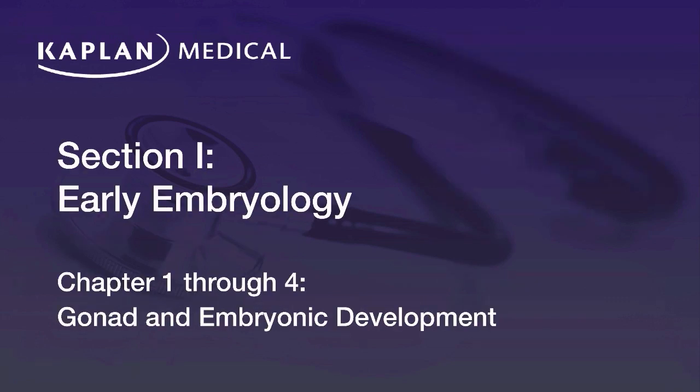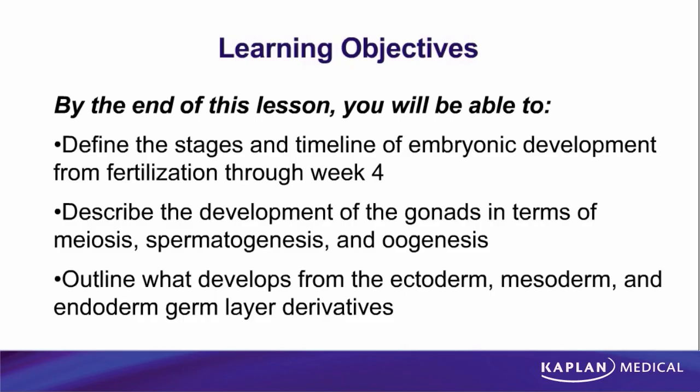Let's begin then with early embryology. So our objectives in this section will be to define the stages and timelines of embryonic development from fertilization through 4 weeks of development. We'll want to describe how the gonads develop and what happens in the gonads in terms of meiosis, specifically for spermatogenesis and oogenesis, and develop the three-layered embryo and see what is derived from the basic germ layers, the ectoderm, the mesoderm, and the endoderm.